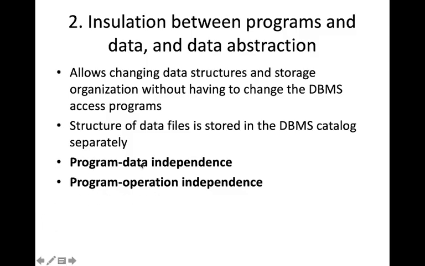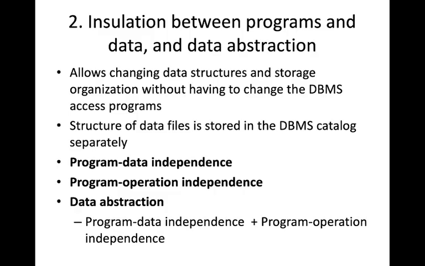So we have program data independence, and in the case of object databases and object relational databases, we have program operation independence. Together, we call it data abstraction. The characteristic that allows program data independence and program operation independence is called data abstraction. Data abstraction means hiding the internal details from the external user. We'll be hiding everything.